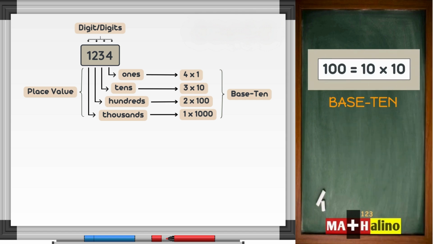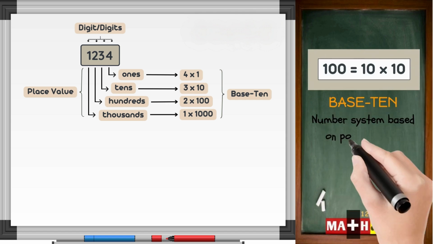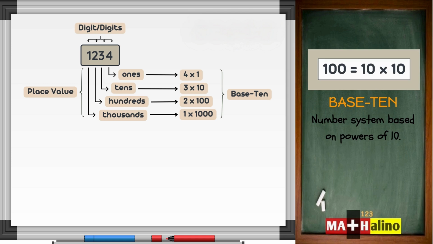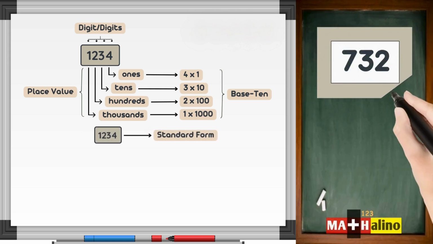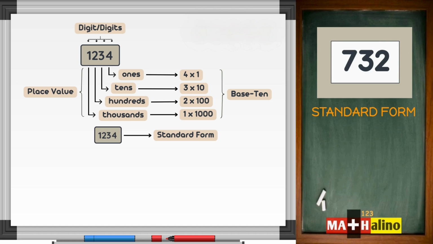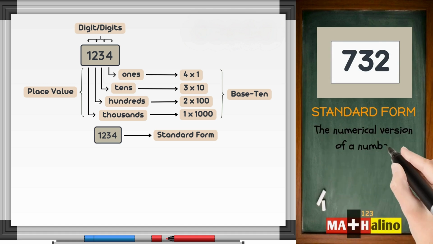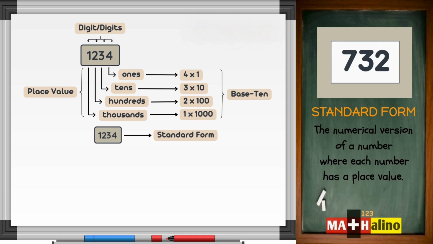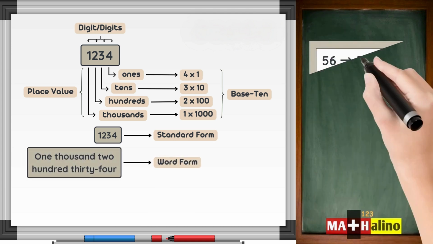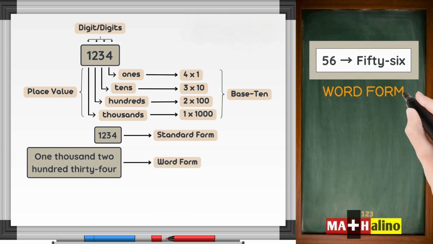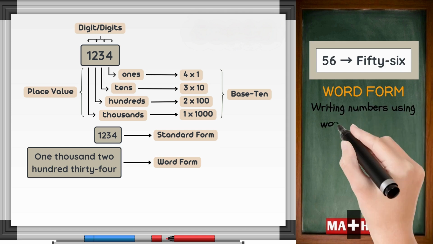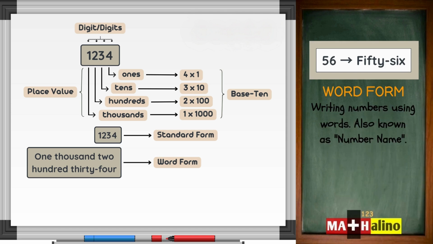Base 10. Number system based on powers of 10. Standard form. The numerical version of a number where each number has a place value. Word form. Writing numbers using words, also known as number name.